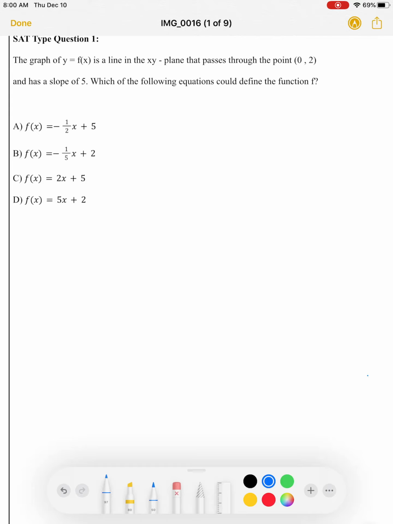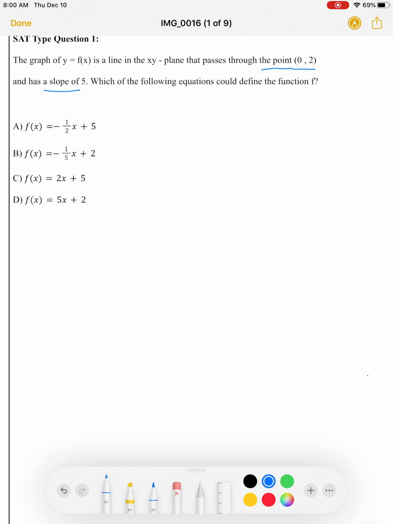When reading SAT type questions that are math word problems, it's always important to pick out the key words or terms that you know and any numbers that might be relevant or helpful when solving the problem. Reading this problem, the first thing it gave us was a point 0, 2 that lies on this line. The second important thing that this problem gave us was the slope of 5.